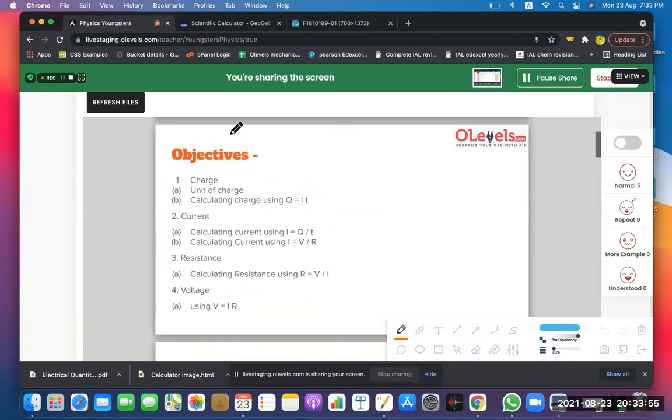Today, our objective is that we will be covering the unit of charge. We are actually revising some calculations. We will use the charge formula, and we will calculate the current using I equals Q over T and I equals V over R. And we'll calculate resistance using R equals V upon I. These are the main topics that we'll be covering today: the charge, the current, and the resistance.